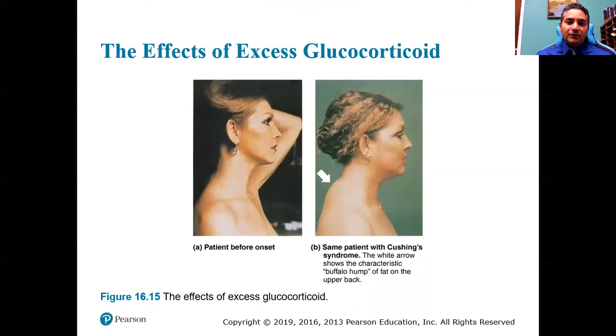Here's an individual. So we have our patient before the onset of Cushing's, and here is after Cushing's, right? You can see the weight gain that has occurred in the individual's face, and also here you see this additional area that is known as the buffalo hump. It's the fat on the upper back. So this is the Cushing's disease.